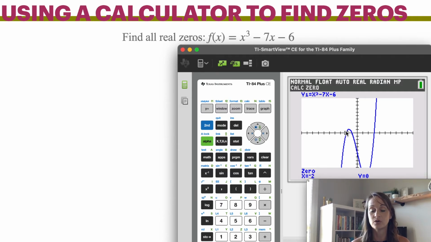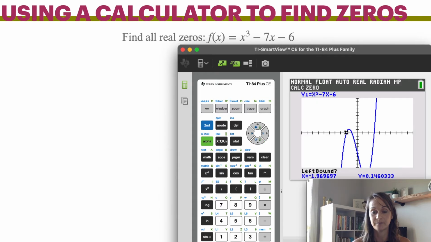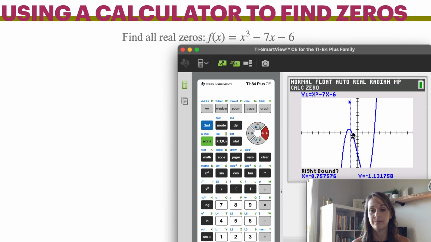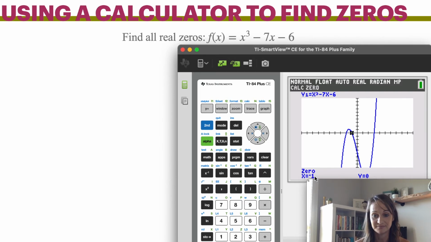And now we know that one of our zeros is negative 2. Go back to second trace. We need to find another 0, hit enter. So now it's going to ask for the left bound again. So I need to find this 0 right here where it crosses the x-axis. The left bound in this case is going to be above the graph because it's on the left side. Hit enter. The right bound is below it because it's on the right-hand side of where it crosses. Hit enter. It asks for you to guess. Hit enter, and it gives you your answer, negative 1.